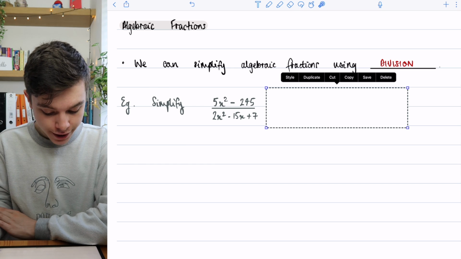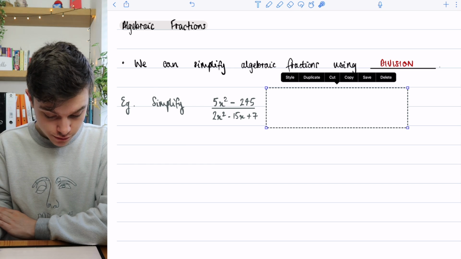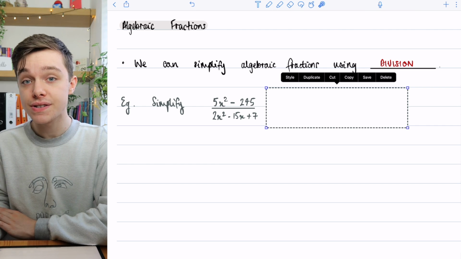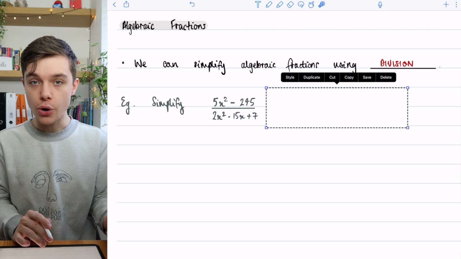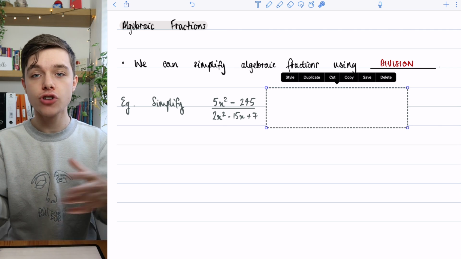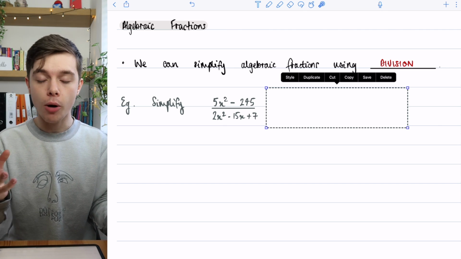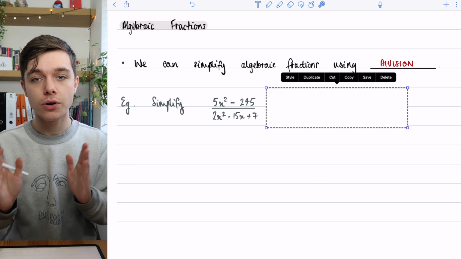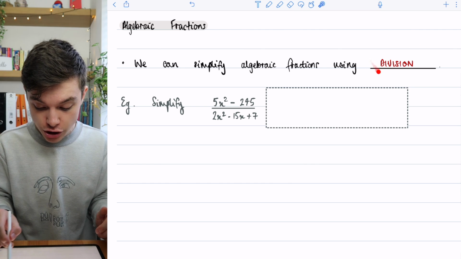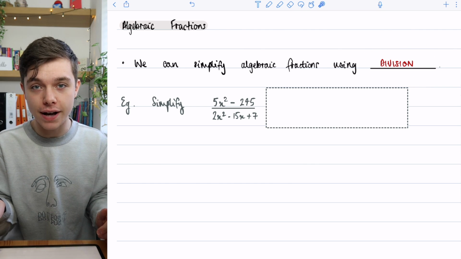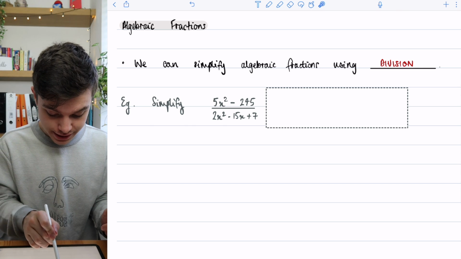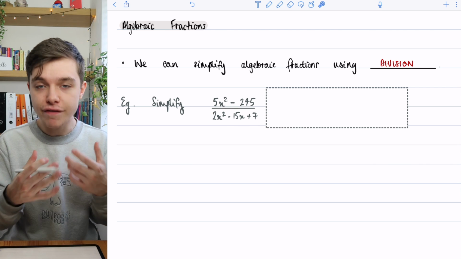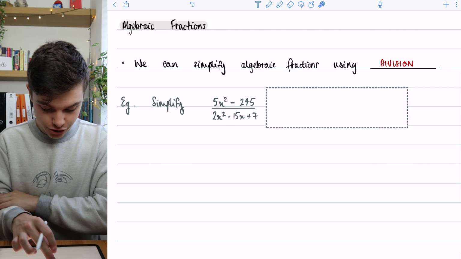So we want to simplify 5x squared minus 245 divided by 2x squared minus 15x plus 7. Okay, so what I'm going to do is, when we've got quadratics on top and bottom, or just a quadratic on the top, or just on the bottom, wherever, you want to see if you can factorise that quadratic so that we can then use division to help us simplify, okay? So we can factorise here. On the top, we can take out a factor of 5. And on the bottom, let's see whether we can factorise that using our normal factorisation, okay?